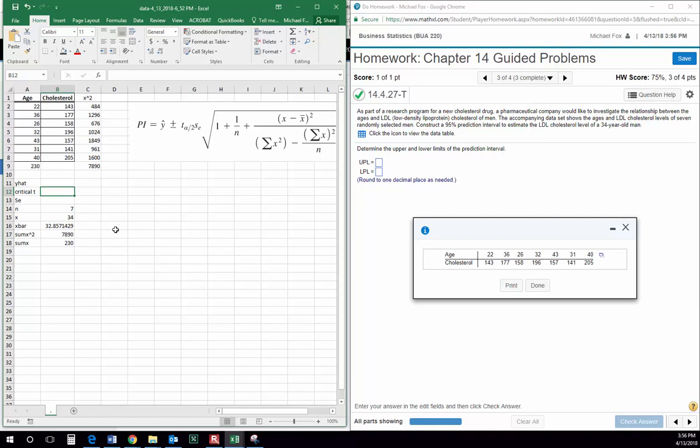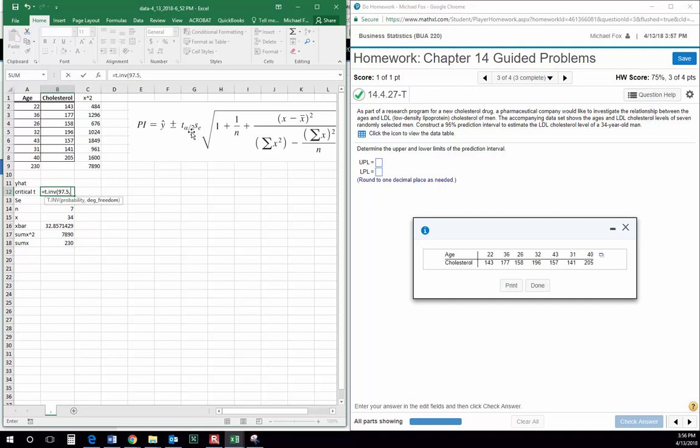Our critical T for a 95% confidence interval, we can do that by doing T dot inverse. And because it's a 95% prediction interval, this is the T of alpha divided by 2, okay? So our alpha in this case is 0.05. If we divide that by 2, it's 0.025. So to find our critical T, we're going to use 97.5, okay?